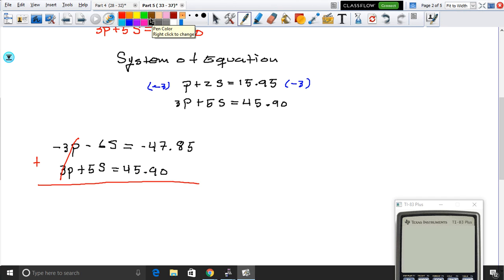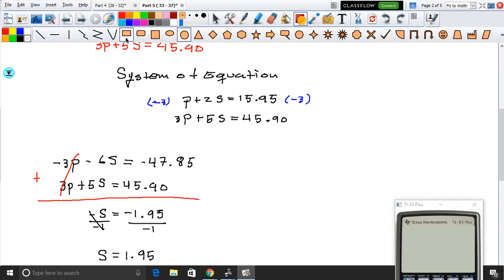Now if we add the S's, negative 6S plus 5S, that's negative S. And if we add negative 47.95 plus 45.90, it gives us negative 1.95. We want to solve for positive S, so we can divide by negative 1. This cancels out. So now that says that the soda is equal to $1.95. So have we finished the problem?